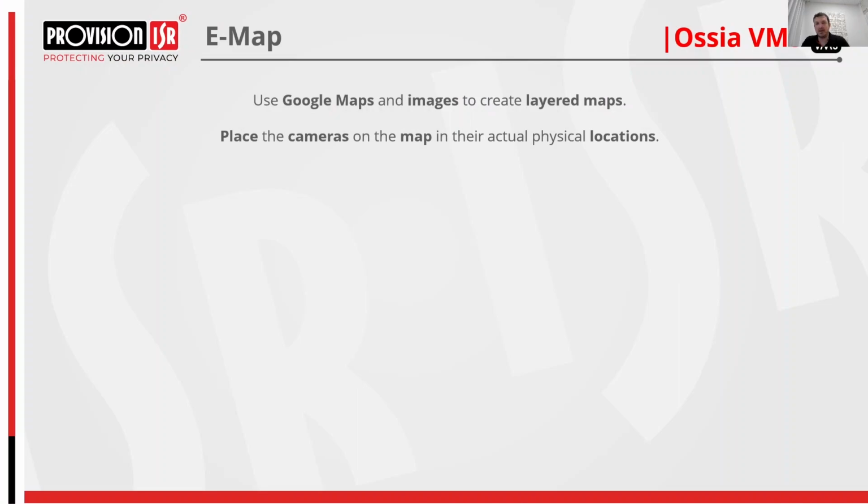Let's dive into eMaps, an incredible tool that takes operational efficiency and security to the next level with its visual map-based approach. With eMaps, you can create layered maps using Google Maps or your own images, then drop your cameras right onto the map to mirror their real-world locations. In the VMS, we offer 2 powerful uses for eMaps.